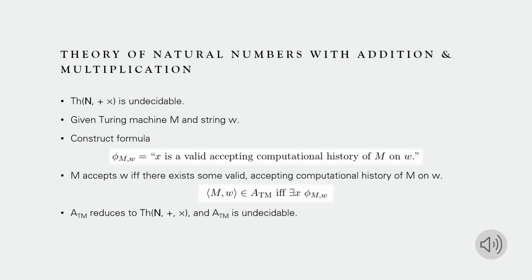M accepts W if and only if there exists some valid accepting computational history of M on W. So M comma W is in A if and only if there exists an X such that phi of MW. So A reduces to the theory of natural numbers with plus and times, and we've already showed that A is undecidable, so the theory is also undecidable.